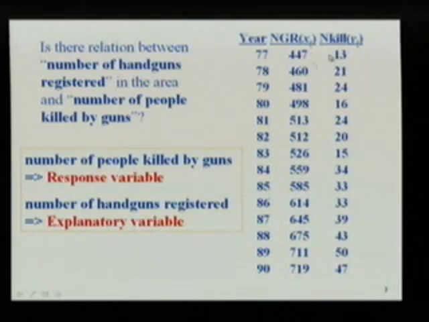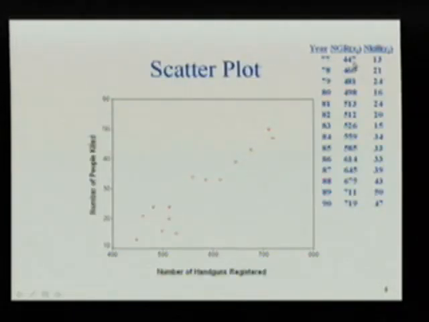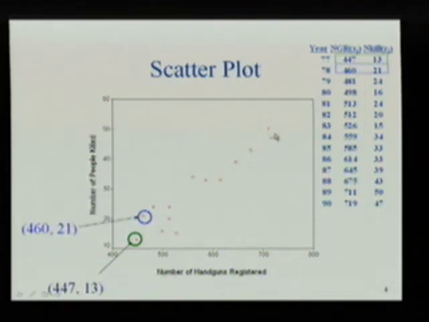And usually when we have these pairs of numbers, we can make a scatter plot, if you recall. This year we have 447,000 and 13 people killed. We plot that number, and it's somewhere here. The horizontal axis is number of handguns registered, and the vertical axis is number of people killed. Usually when people make these so-called scatter plots, the vertical axis is for the outcome variable and the horizontal axis is for the predictor or explanatory variable. So we can keep plotting all these points, and we get a scatter of dots on the chart, and it helps us understand the trend.